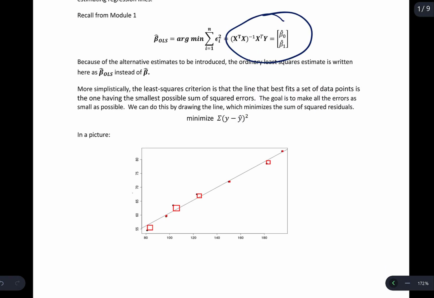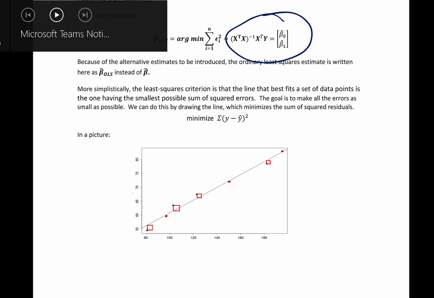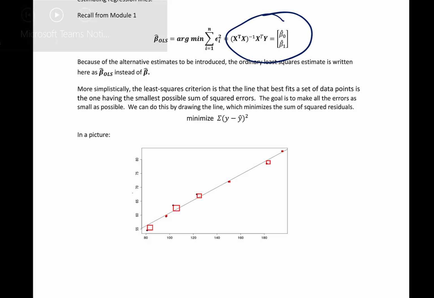Going back to review, what we mean when we say least squares is this: if we have our data points, we're looking for the line that best fits the set of data. What we mean by best fit is it has the smallest possible sum of the squared errors. Remember that when we talk about an error, what we really mean is the distance between the fitted value and the observed value. So look at this picture right here.